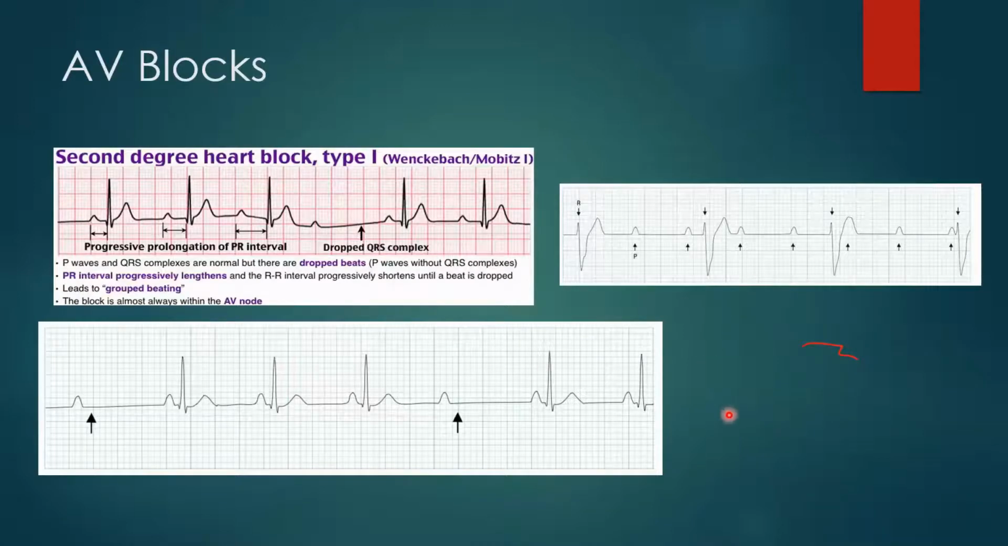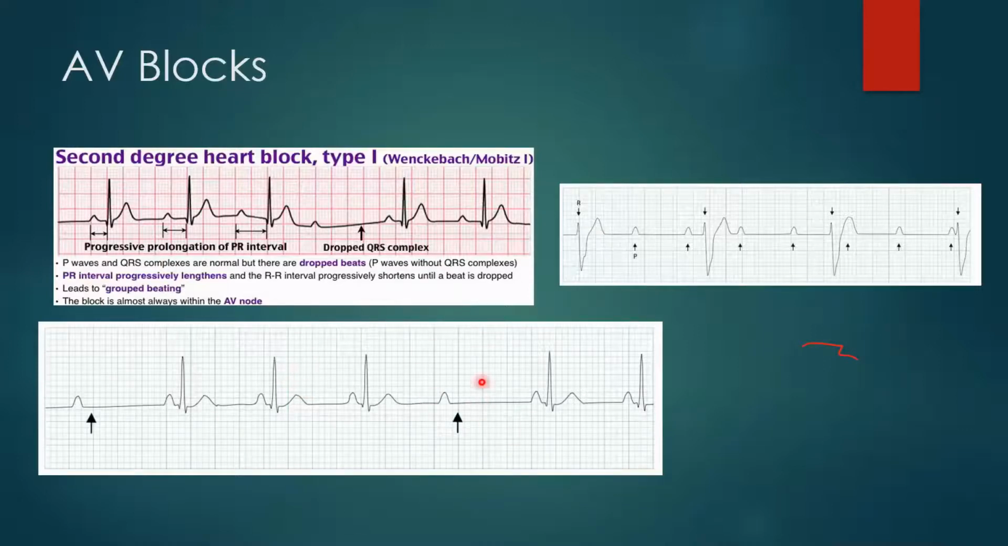Type 2 down here is basically you have a normal P wave, a normal PR interval. It doesn't look like there's any elongation, but you get dropped beats. So no beat here, normal, dropped. Normal, dropped. That's the type 2.